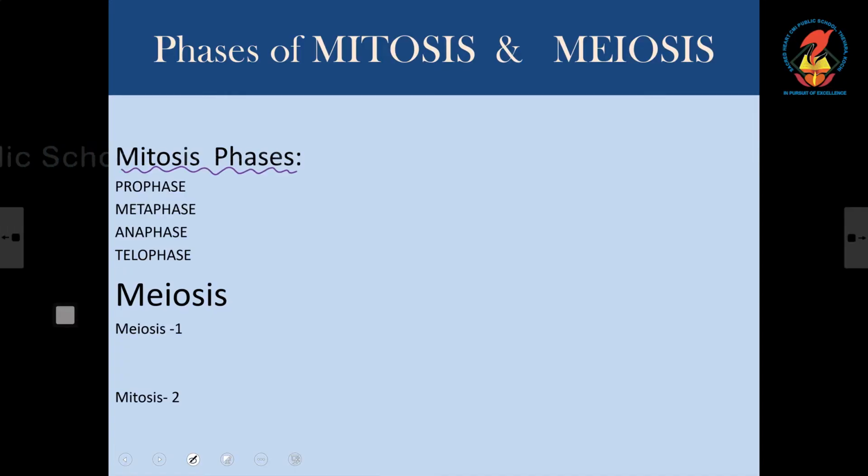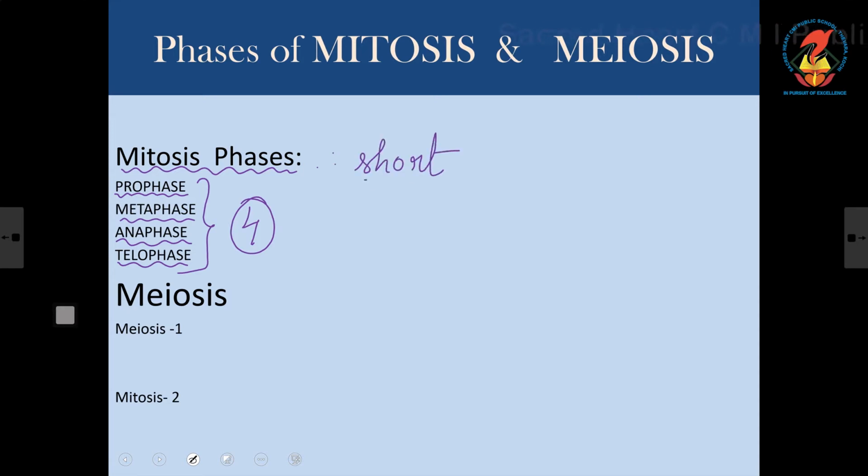The phases of mitosis are prophase, metaphase, anaphase and telophase. So these are the 4 phases of mitosis. Hence mitosis is very short. The duration is shorter. Clear? Because it just comprises 4 phases: prophase, metaphase, anaphase and telophase.